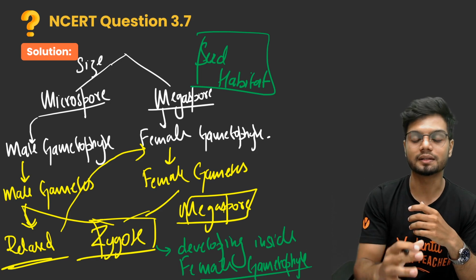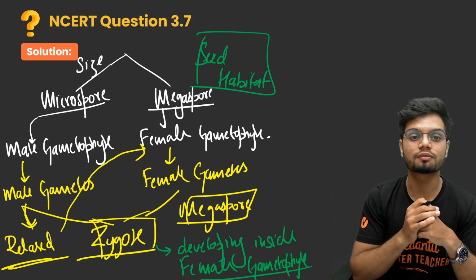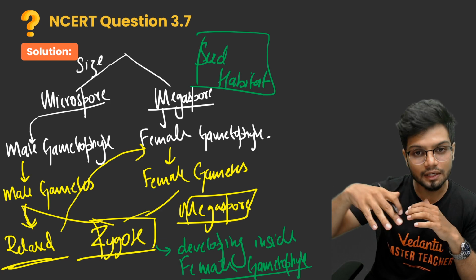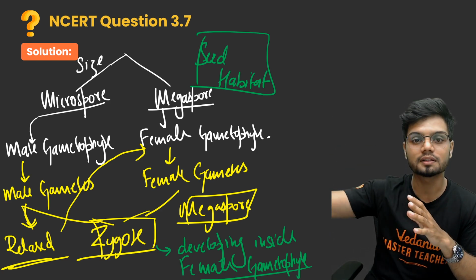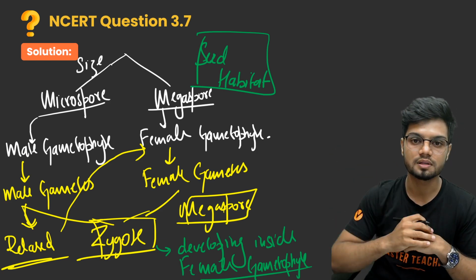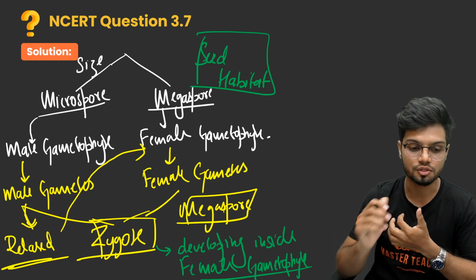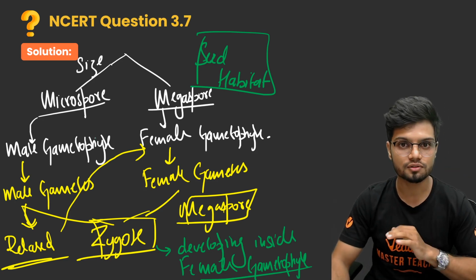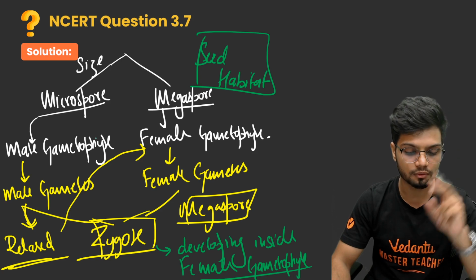This is where it started. It started in your ferns, in your pteridophytes. Later on, it became evident in the case of angiosperms. So that's the significance of heterospory. Two types of spores are formed.